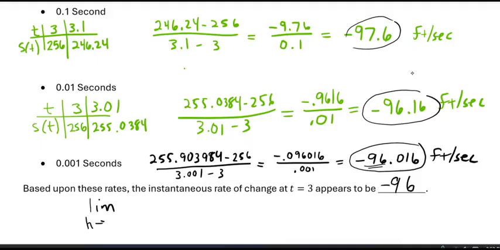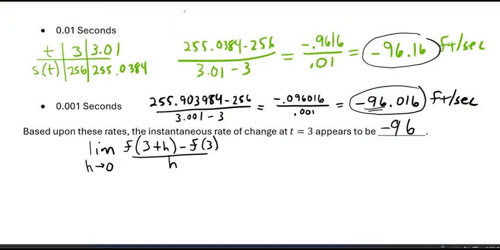If you check the limit as h goes to 0, in other words the instantaneous rate of change, go ahead and do f of 3 plus h minus f of 3 over h, and verify that the limit is actually negative 96. Okay, I hope you were able to do that, and that's all for this video.